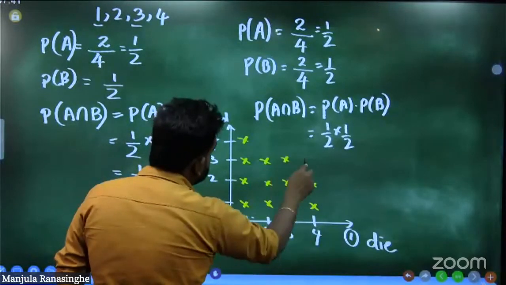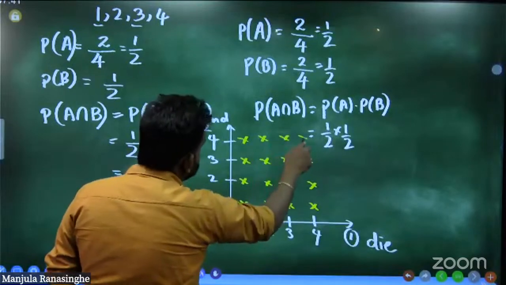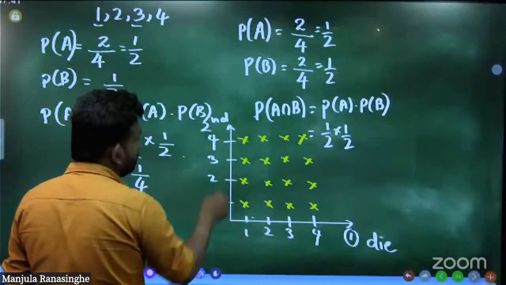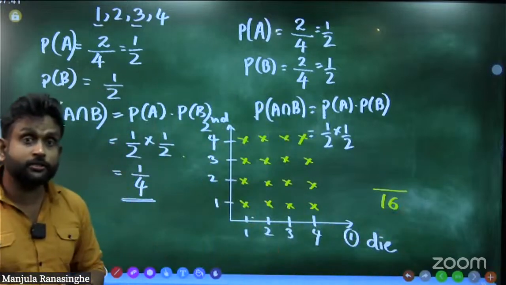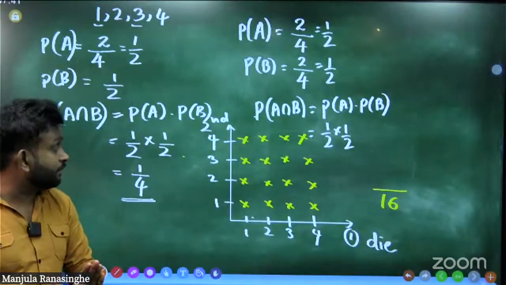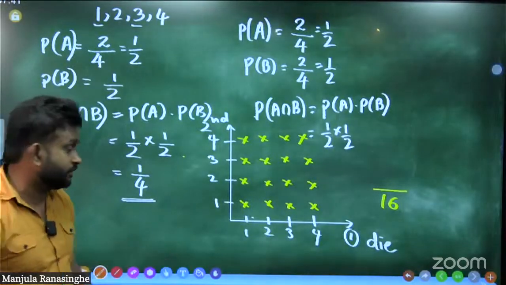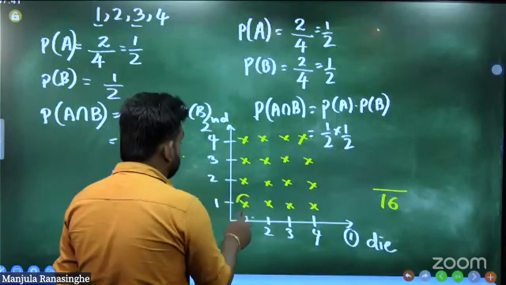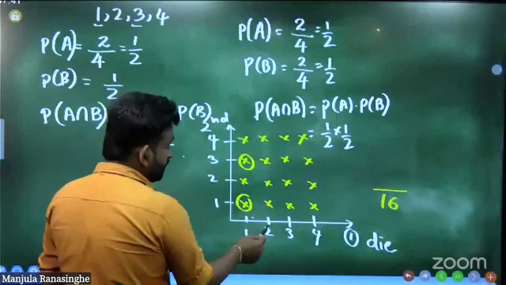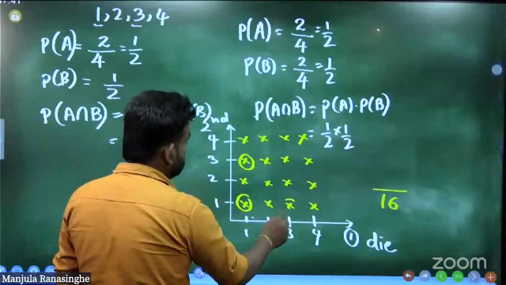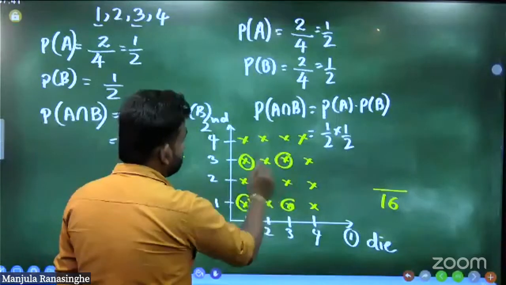Okay, now check. The total sample space is what? Here 4 by 4, 16 events are there. They are asking for both odd numbers on the die. Both odd numbers means what are the possible? 1, 1 possible, 1, 3 possible. Here first die 2 cannot, then 3 possible with 1, 3, 1 possible, 3, 3 possible.